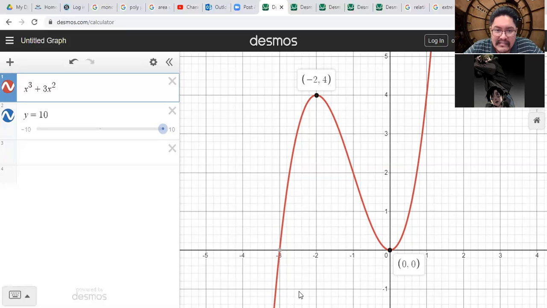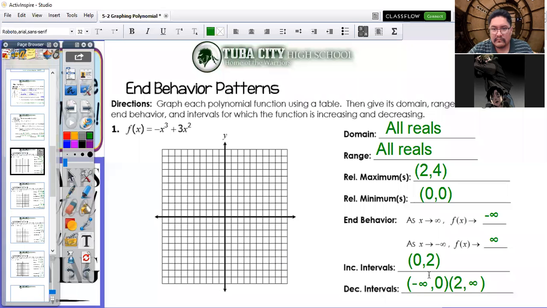We have one increasing interval until we get to -2. And then we have a decreasing interval from -2 to 0. And then after that, we have a third segment, which is increasing. So there will be 2 increasing intervals, and the second is from 0 to positive infinity. And there we go. There's all the information.